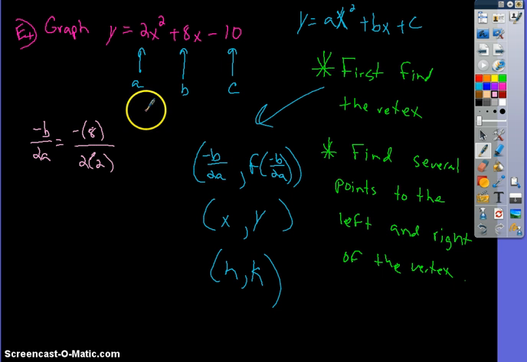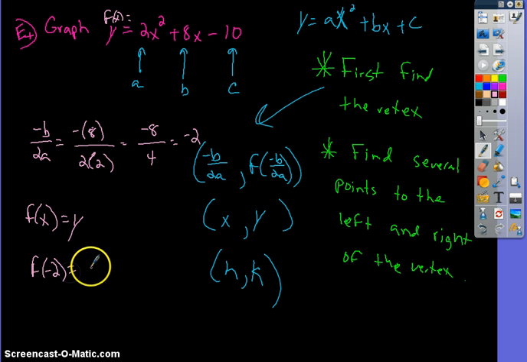So negative b over 2a, b is 8, a is 2. So it's negative 8 all over 2 times 2, which is negative 8 over 4, which is negative 2. So now the x coordinate of the vertex is negative 2. F of this means take this value and stick it in for all the x's. So basically, f of x, or f of anything, basically means y. So in this case, I want f of negative 2.